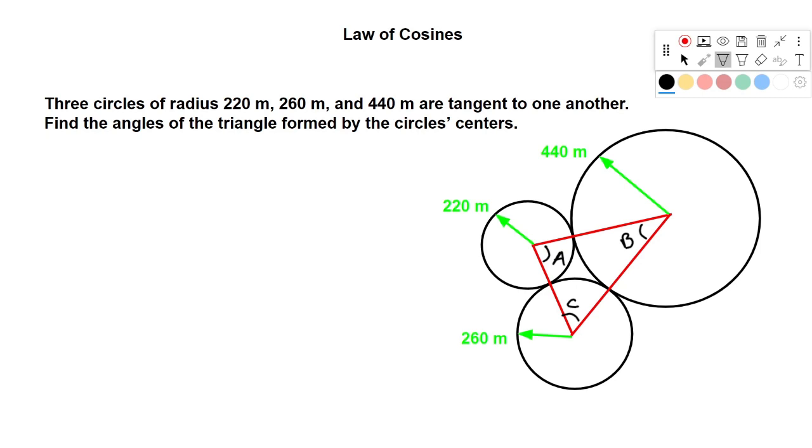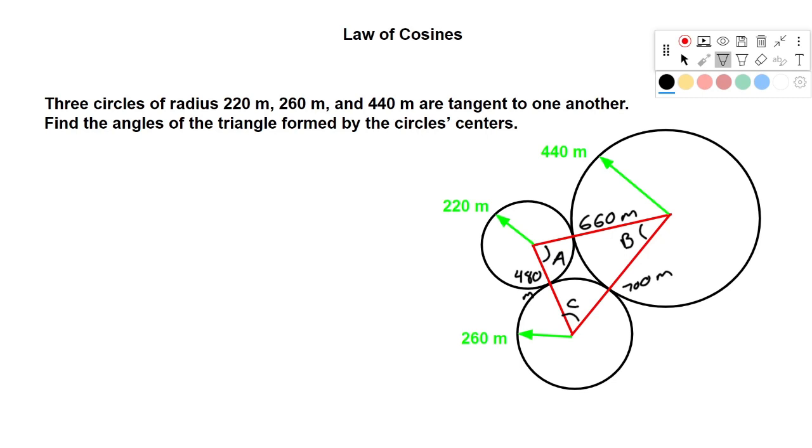And we obviously have our side lengths, right? We have the radius here. We know this is 440. This one's 220. So the side length of the triangle here is going to be 660 meters. And then again, 440 and 260. So this one will be 700 meters. And then the two smaller circles, 220 and 260. So this will be 480 meters. So we have a triangle here where we have three side lengths and we need to find three internal angles.